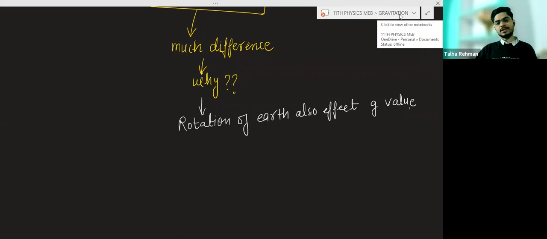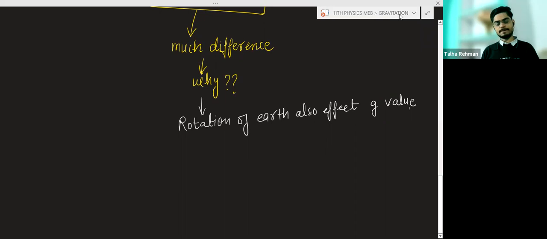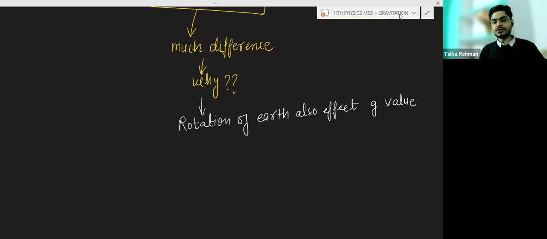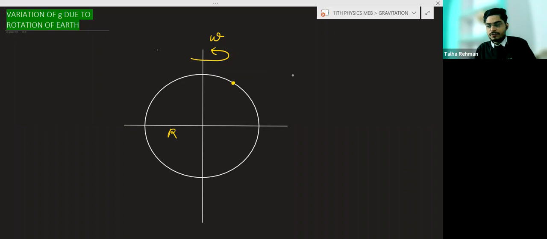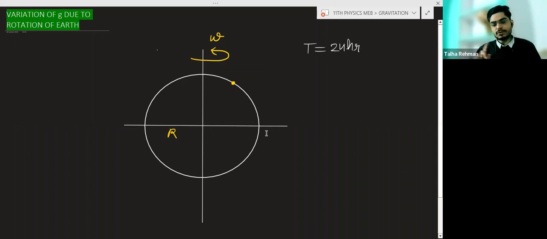After that, now we will discuss how the acceleration due to gravity will change due to the rotation of the earth. This is the earth, and this earth is rotating with an angular velocity of omega. Earth is rotating about its axis. So the time period of the rotation of the earth is 24 hours. Means in 24 hours, the earth completes one rotation. So with the help of this, we can calculate the angular velocity.